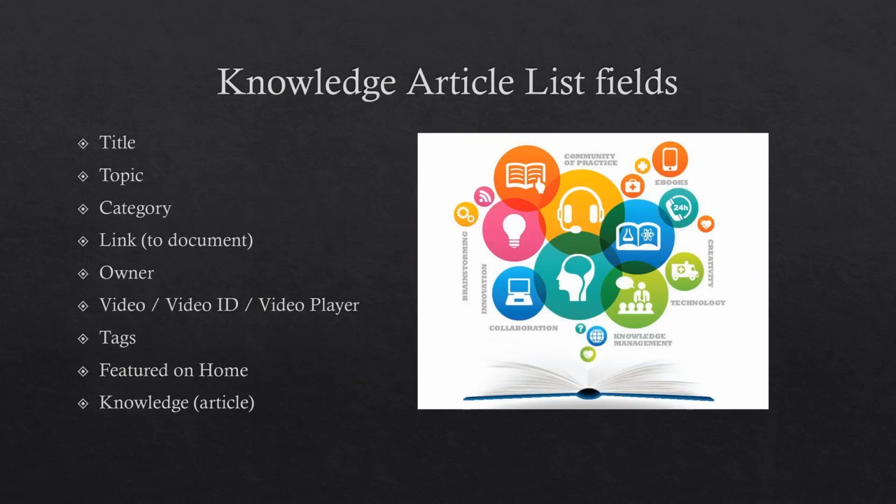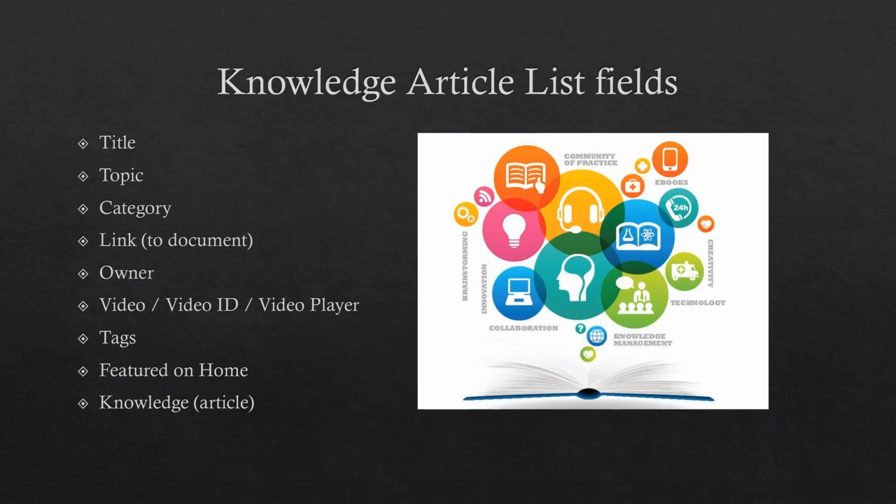Not very complicated. You can see I think I have about 10 fields or so. We're just going to use that regular default title column, and we'll provide fields for the topic and category. We want to have a link in case there's a document that's referenced. Each article should have an owner to track back to in case there needs to be updates or things like that. I mentioned videos, so we're going to have a video player embedded into our form and have an easy method to get those videos into the article.